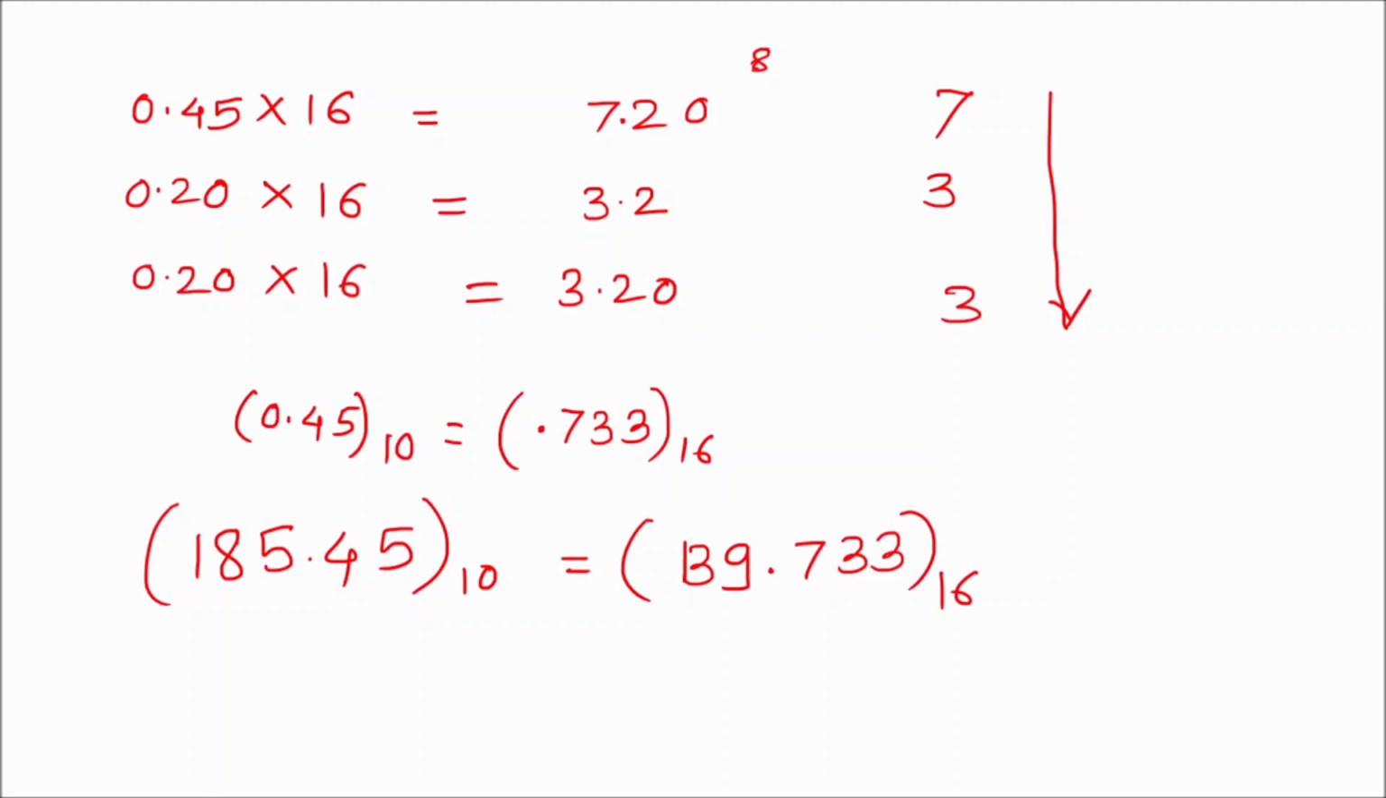So the procedure is the same for converting decimal into binary, decimal into octal, and decimal into hexadecimal. The only difference is you have to divide by 2 in case of binary, by 8 in octal, and by 16 in hexadecimal. The procedure is the same for the integer as well as the fraction part. And finally you have to combine both the values. So this is all about number conversion, that is decimal to binary, decimal to octal, and decimal to hexadecimal.